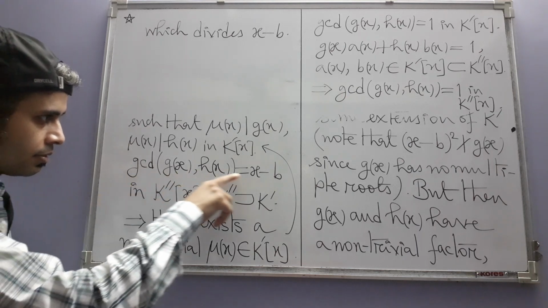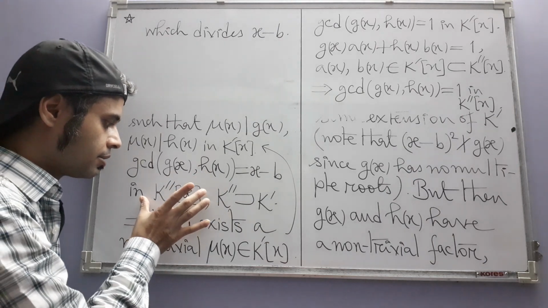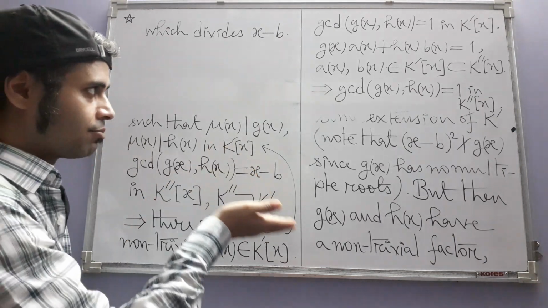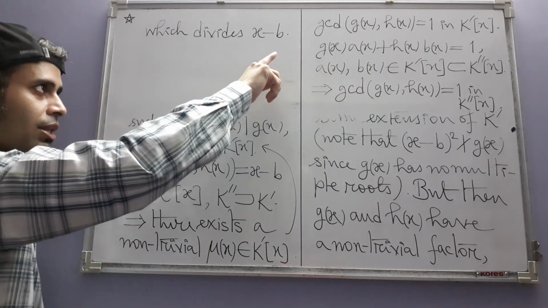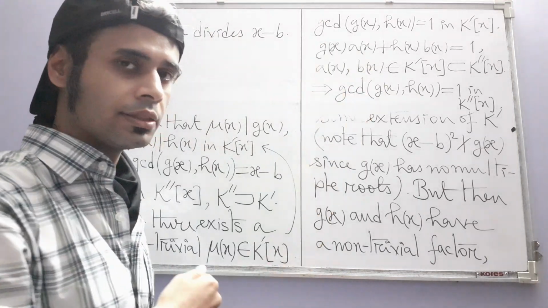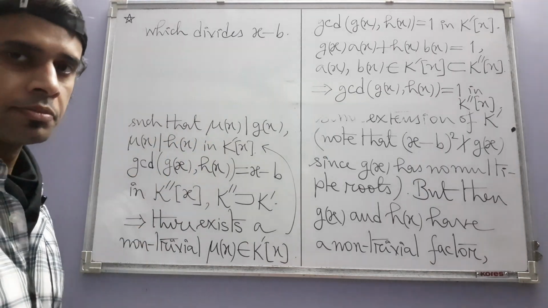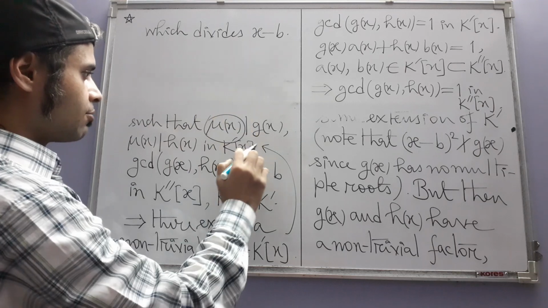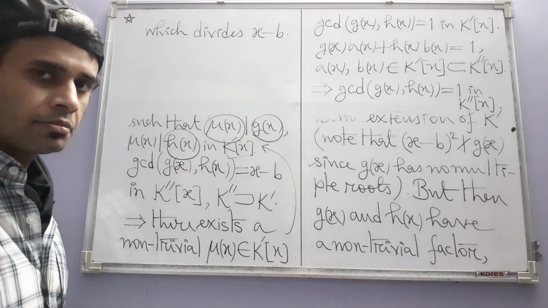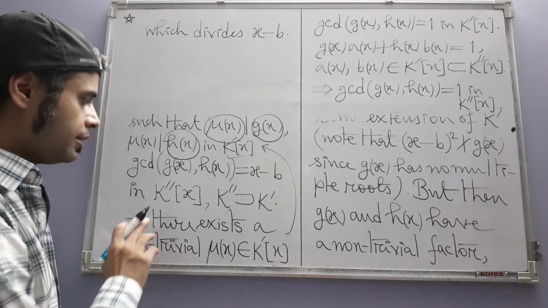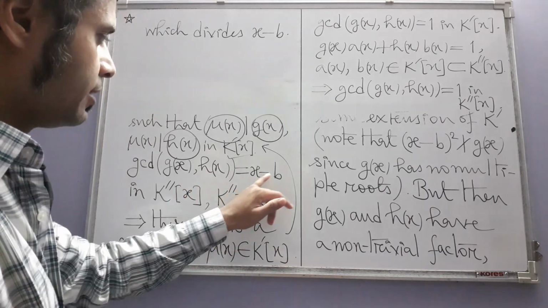See, this is a common factor that divides both G and H in this larger ring, but that would imply the negation of this, that is, there will then be a common factor of G and H in the smaller ring also. So that's where we are getting this mu x from. So mu x now divides Gx and Hx in this smaller ring, okay, but the GCD of Gx and Hx in the larger ring is x minus b.